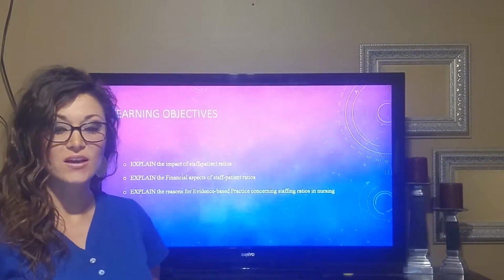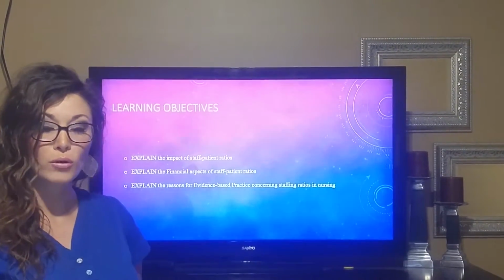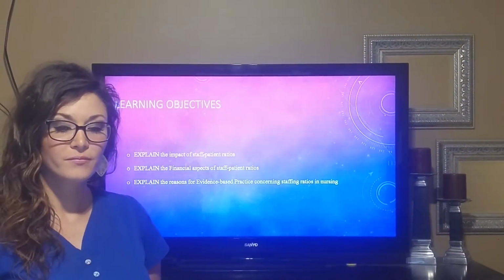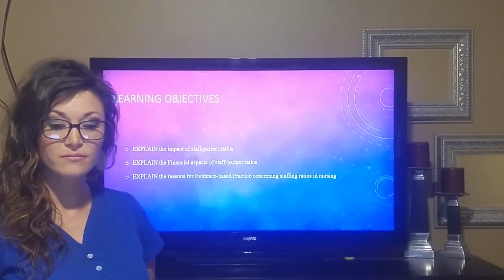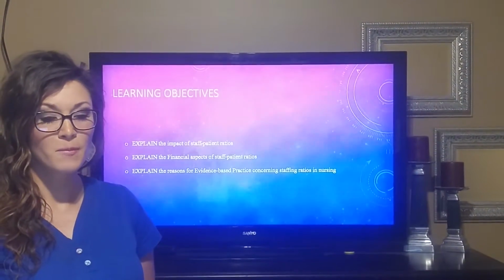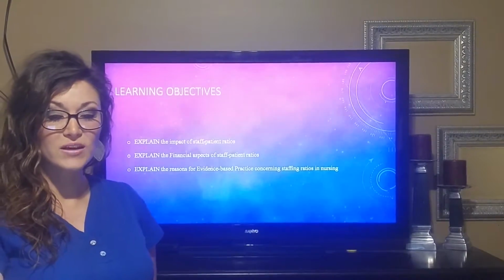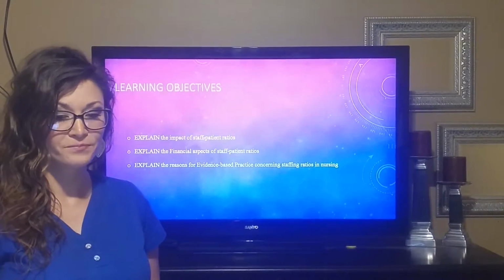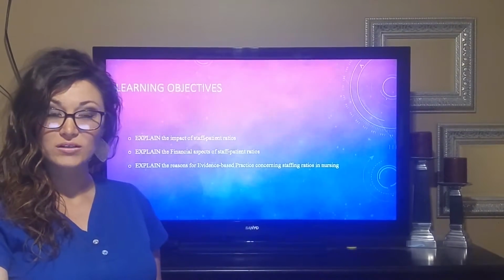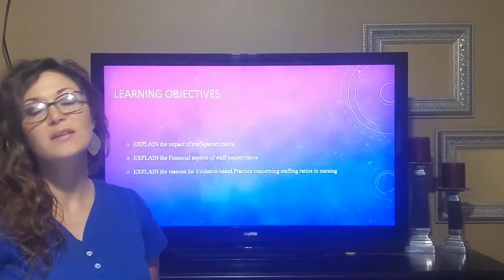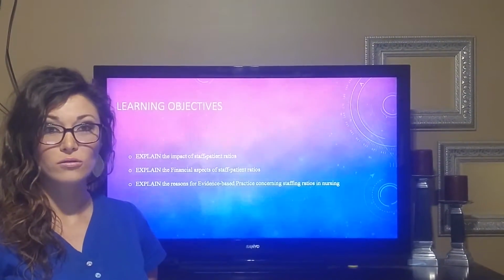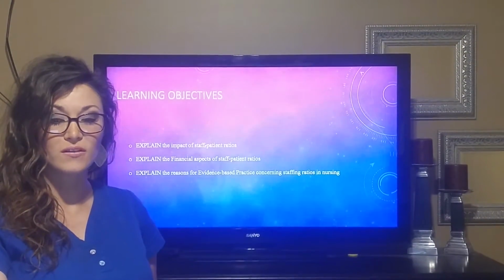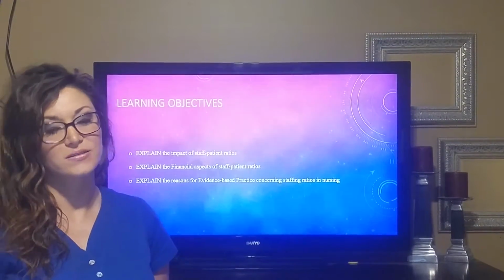The learning objectives that I set for my evidence-based project were as follows: to explain the impact of staff-patient ratios, explain the financial aspects of the staff-patient ratios, and lastly, explain the reasons for evidence-based practice concerning staffing ratios in nursing. I accomplished the learning objectives by researching several evidence-based articles, scholarly journal articles, and up-to-date data on nursing ratios in similar sized hospitals in the United States compared to my practicum site.